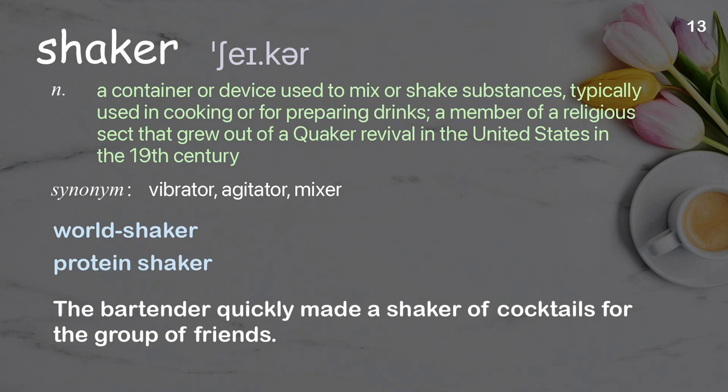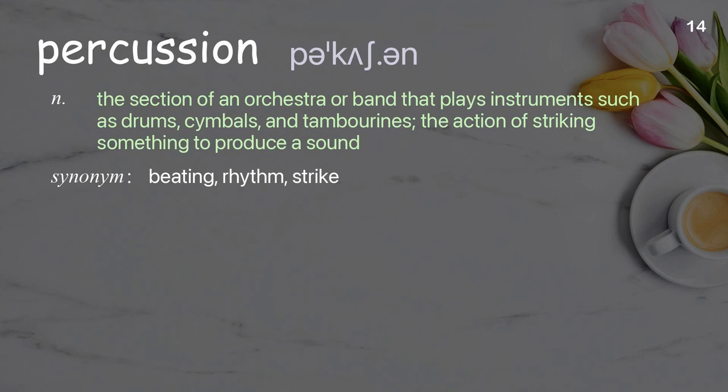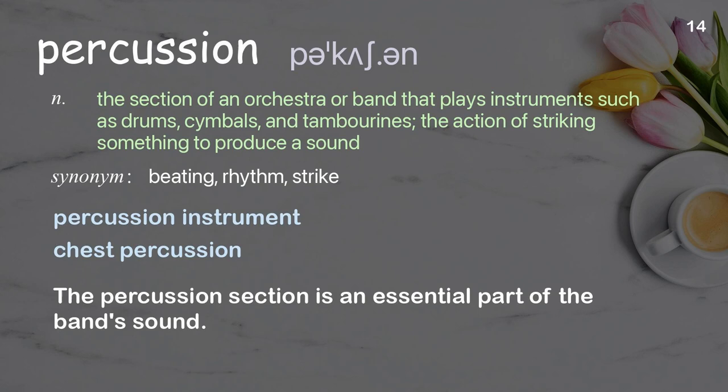Percussion. The section of an orchestra or band that plays instruments such as drums, cymbals, and tambourines. The action of striking something to produce a sound. Examples: Percussion instrument. Chest percussion. The percussion section is an essential part of the band's sound.